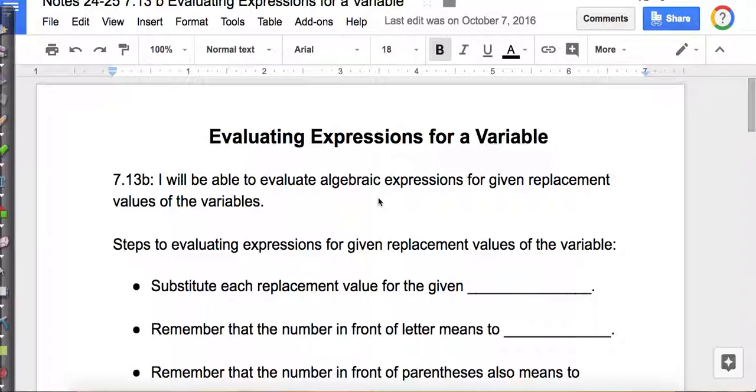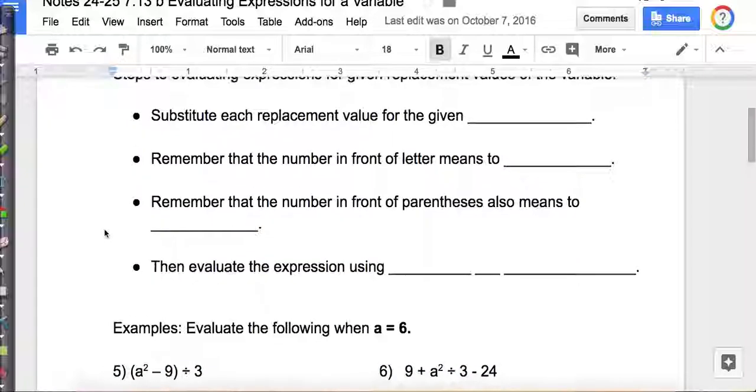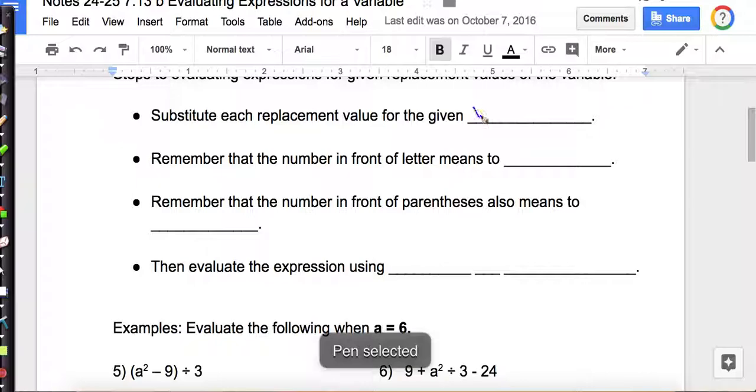I'm going to tell you what the variable equals, and you're going to take out all the variables and put the value in. So for example, if I say a equals 6, you're going to take out all the letter a's and put the number 6. So here are the steps to evaluating expressions for given replacement values of the variable. So the first step is to substitute each replacement value for the given variable.